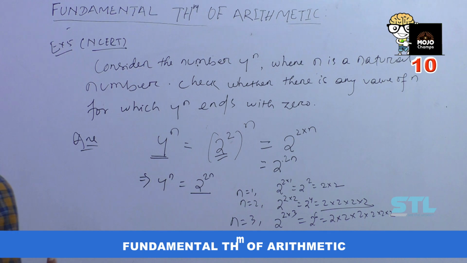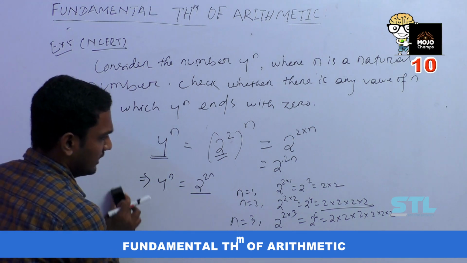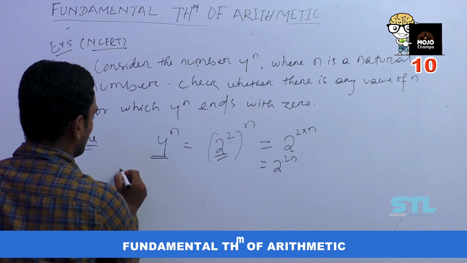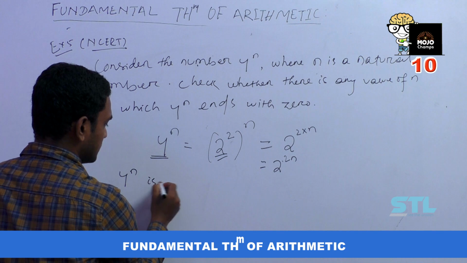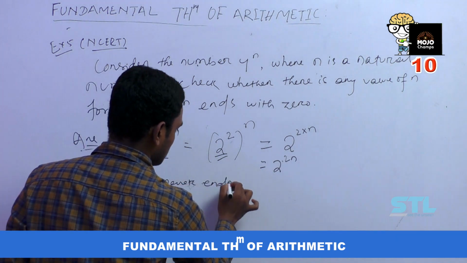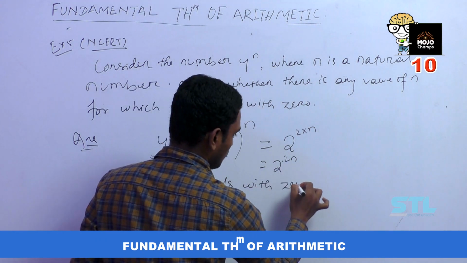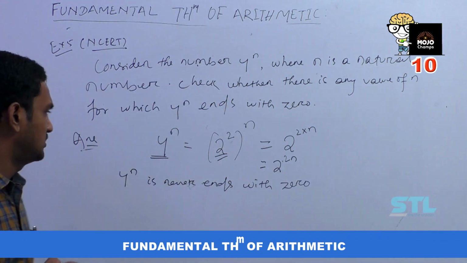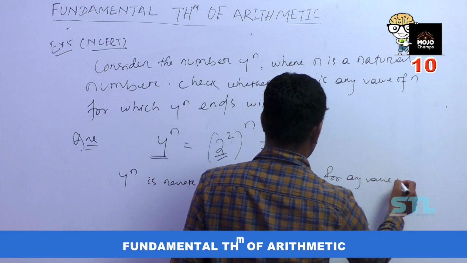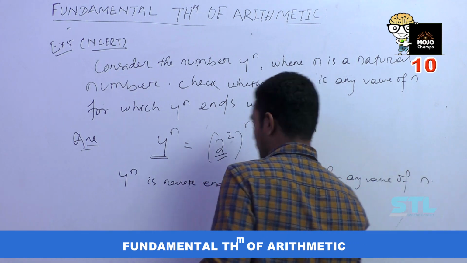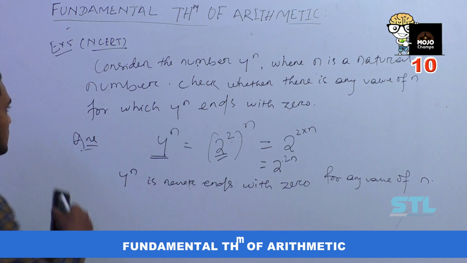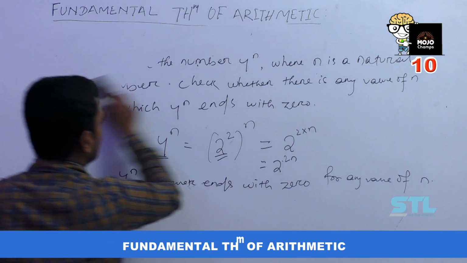So now you come to our point. What will be the answer? My answer will be, I am erasing this. 4 to the power n never ends with 0, for any value of n. I hope you understood this example.